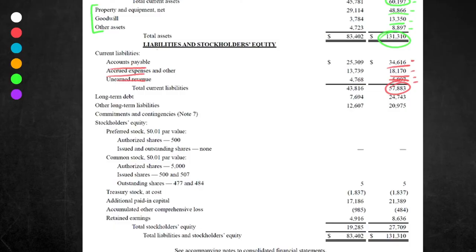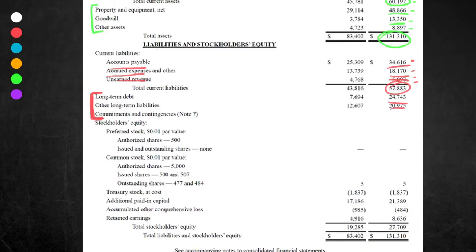Next up, we have long-term debt. All right, so everything now, this section here, is the non-current section of liabilities. All right, they don't mention it, but it's just something that you have to know, I guess. So long-term debt. This is debt that is due in over a year. All right, and we have $24,743. Other long-term liabilities, 20,977.